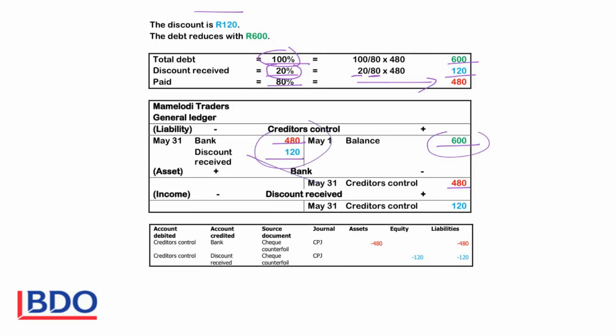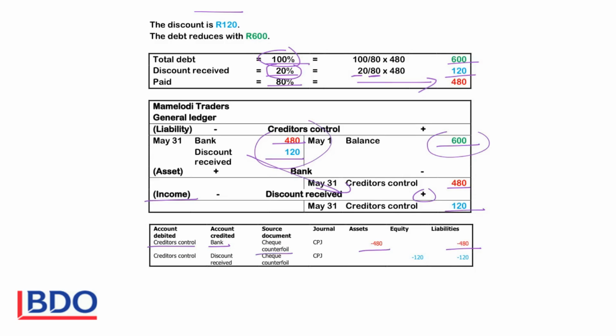This discount that we record in the creditors control will be posted to the credit side of discount received, because discount received is an income and income increases on the credit side. The creditors control is debited to reduce the liability with the 480 that we paid. Bank is credited to reduce the asset because we have less money in the bank.